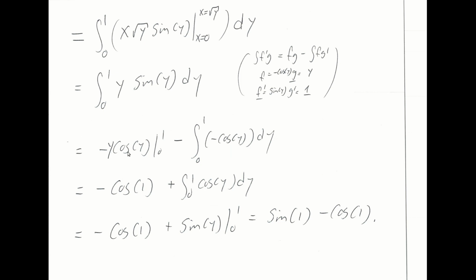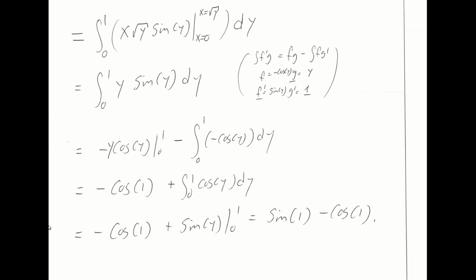This expression is going to simplify. I get a 0 when y is 0. When y is 1, I just end up with the opposite of cosine of 1. Negative and a negative make a positive. The antiderivative of cosine is sine. Plugging in 1 and 0, and I end up with sine of 1 minus cosine of 1. Sine of 0 being 0, of course, here.